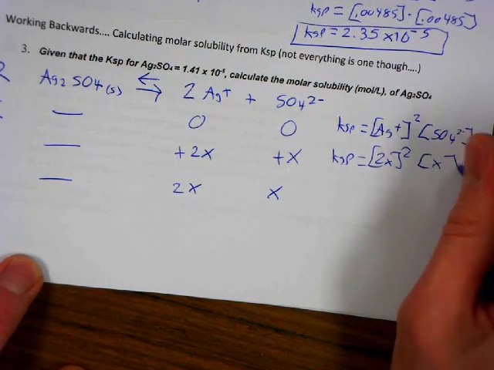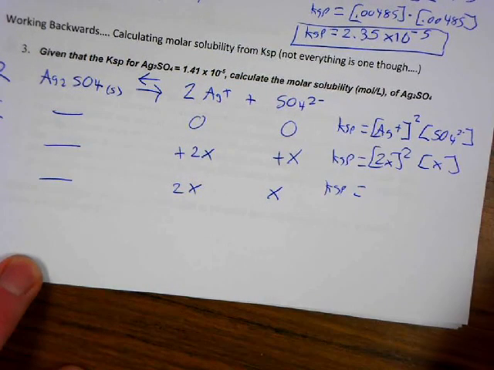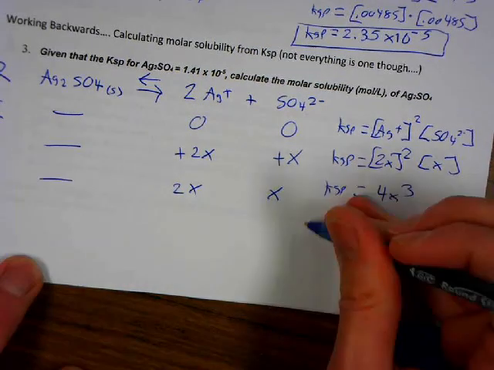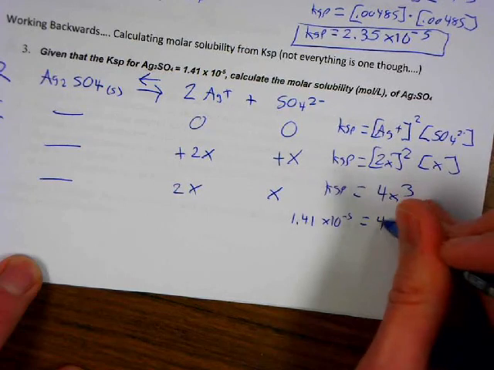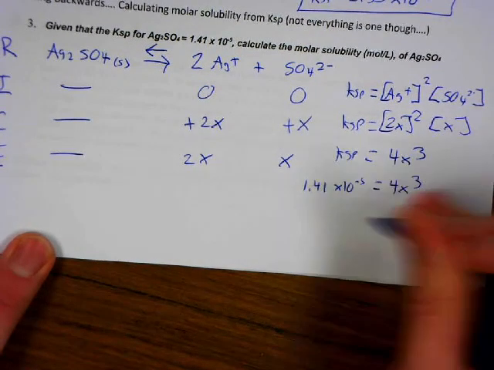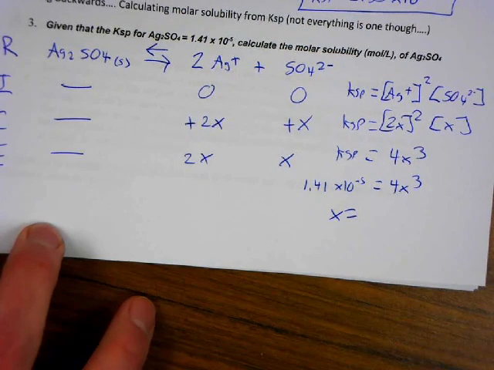So this means that I'm just going to sub it in. KSP equals 2x squared times x, right? So KSP equals 4x cubed. Agreed? Sub in your K. 1.41 times 10 to the negative fifth equals 4x cubed.